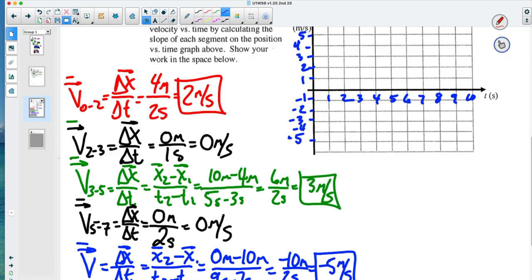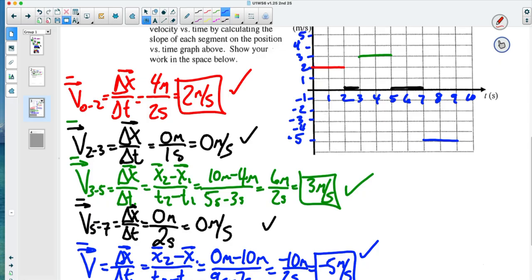So the first phase, which we drew up in red up above, was traveling at 2 meters per second for 2 seconds, and then it was stopped for the next second. And then it traveled at 3 meters per second from 3 to 5 seconds, and it was stopped for the next 2 seconds from 5 to 7 seconds. And then lastly, it traveled at negative 5 meters per second from 7 till 9 seconds. So that's this.